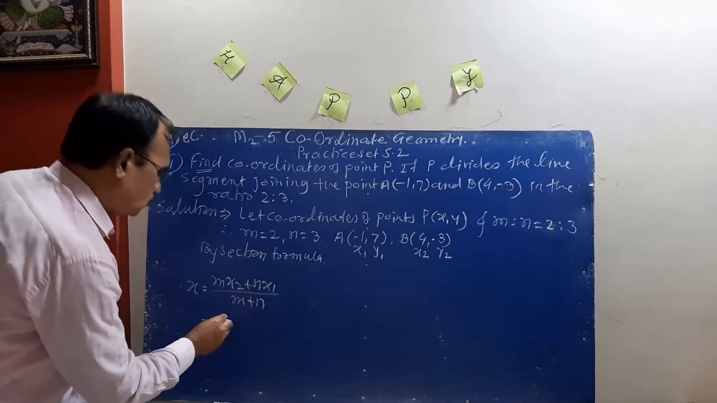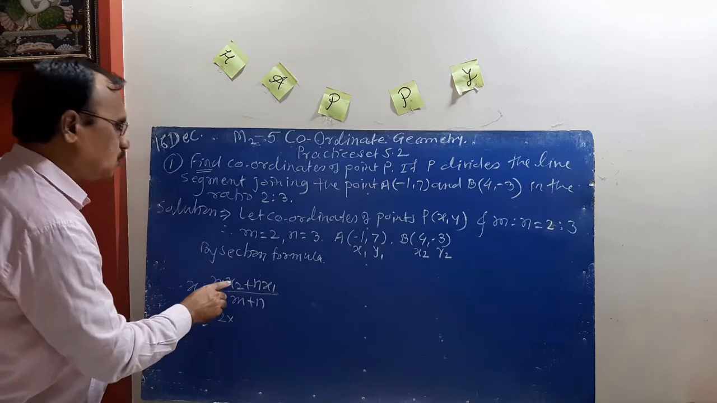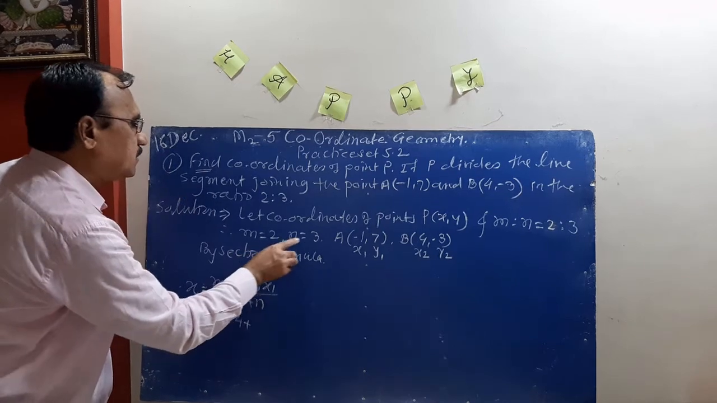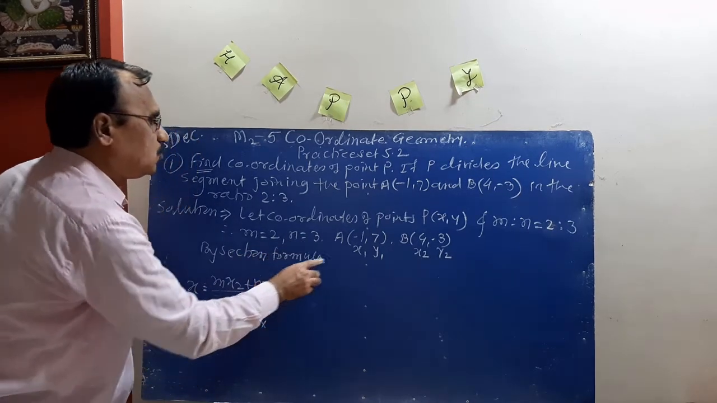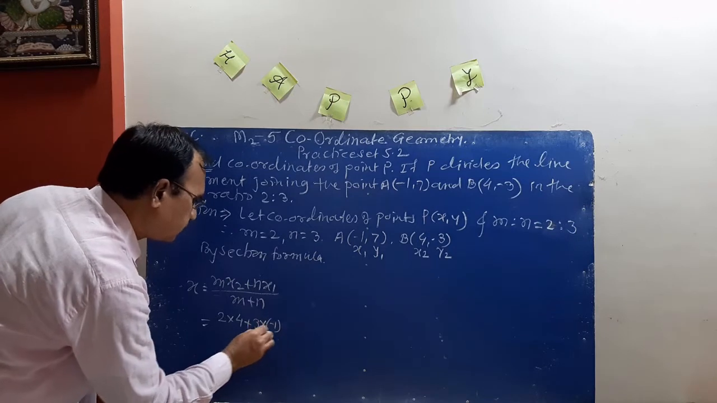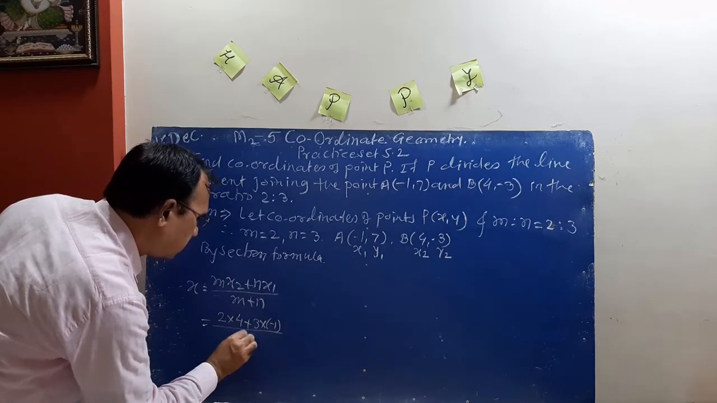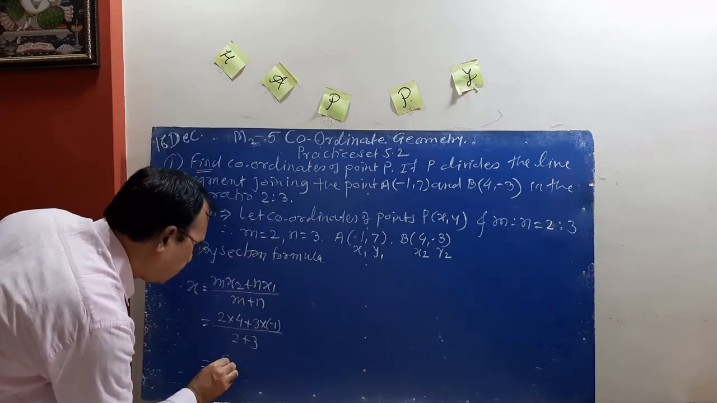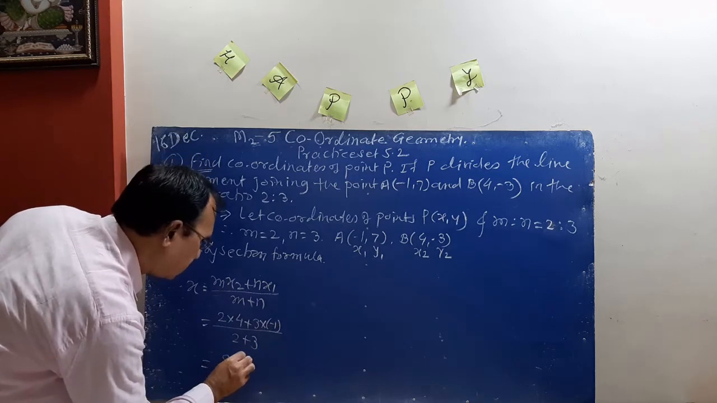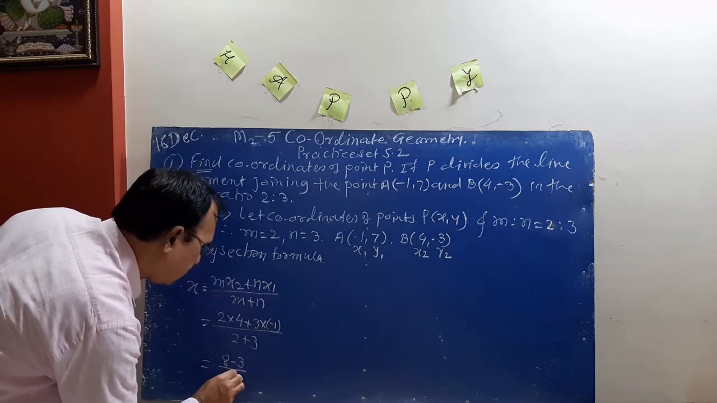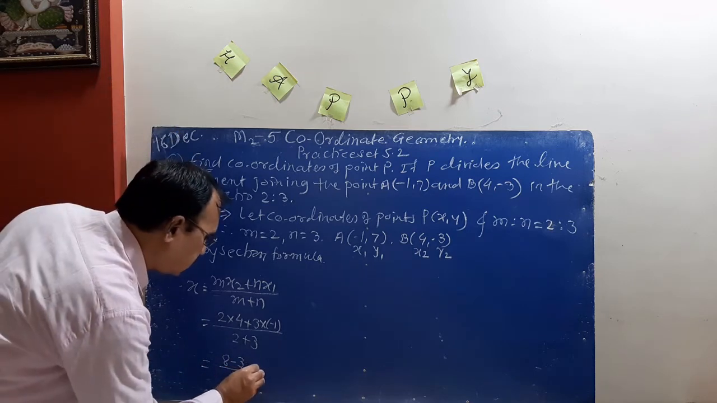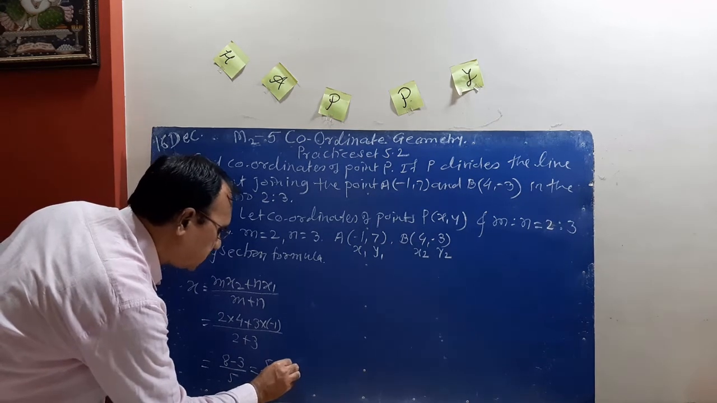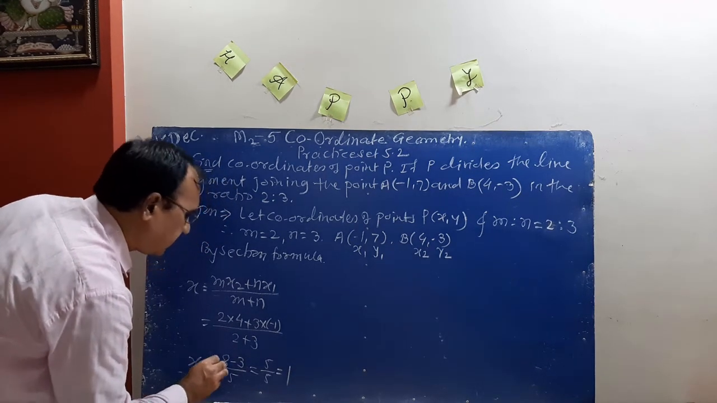Here m means 2 into x2 which is 4, plus n which is 3 into x1 which is minus 1, divided by 2 plus 3, is equal to 2 4s are 8, 3 1s are minus 3, divided by 2 plus 3, that is 5. 8 minus 3 is 5, 5 divided by 5 is equal to 1. This is the x coordinate.